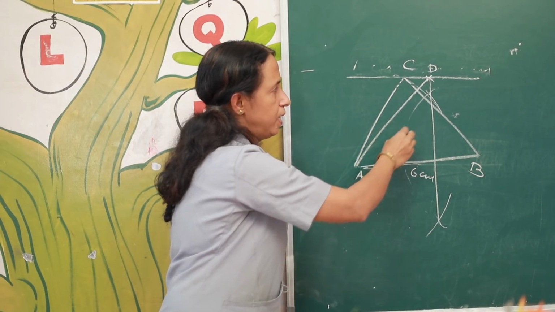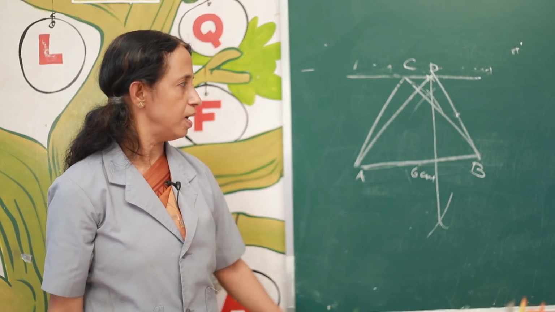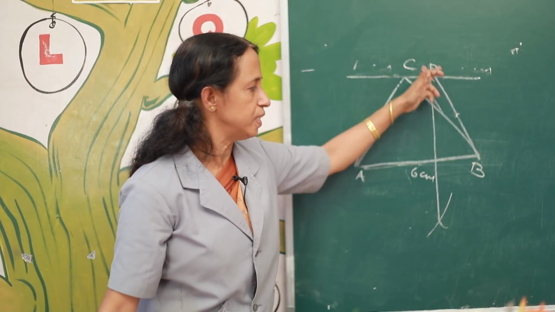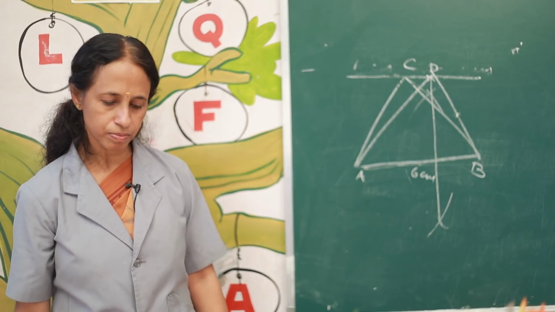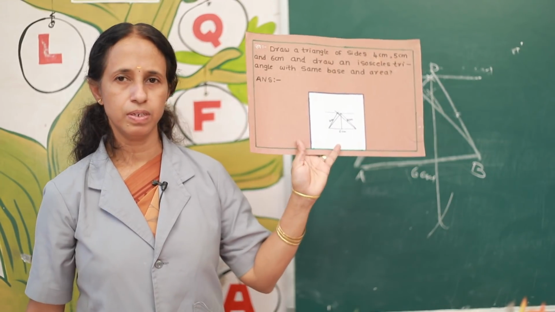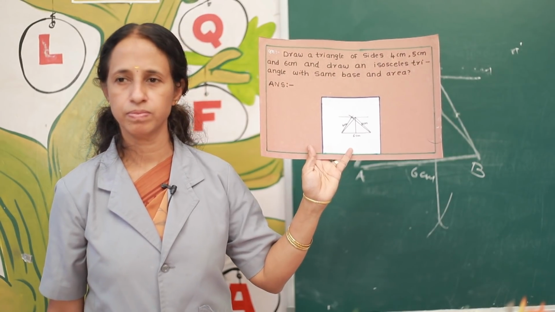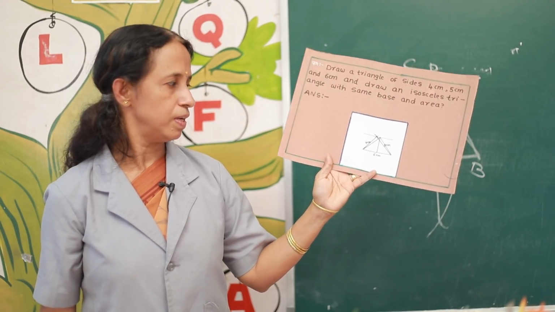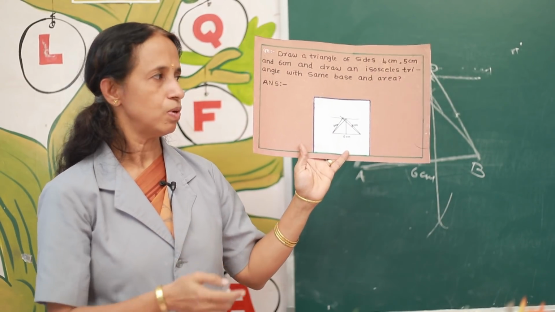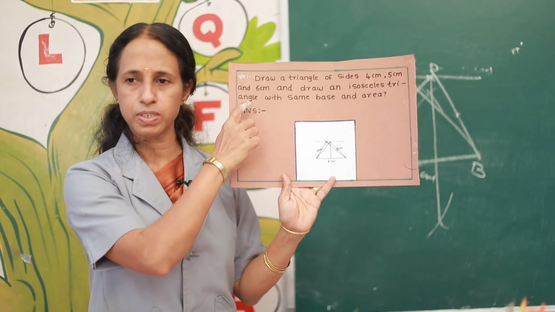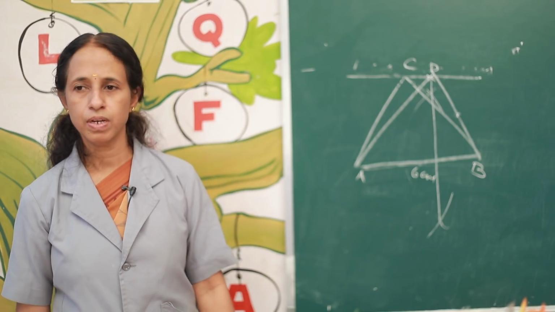So connect A to B. Connect D to A and D to B. Have you got this figure? This is the figure. This is the first question, and that is the answer. Next, try the second question.